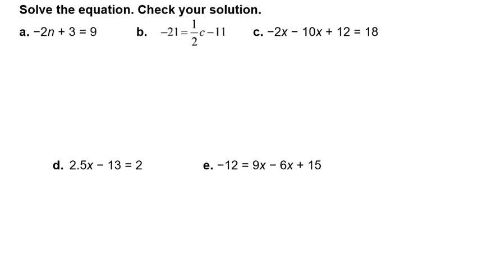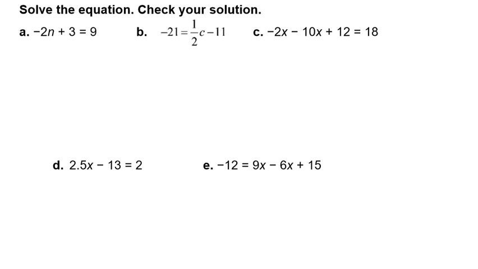Hi. So in this video, we're going to be solving two-step equations. Here we're going to be solving the equation for the variable given, and then we're going to check our solutions to make sure that we're right. So in our first example, we have negative 2n plus 3 equals 9.